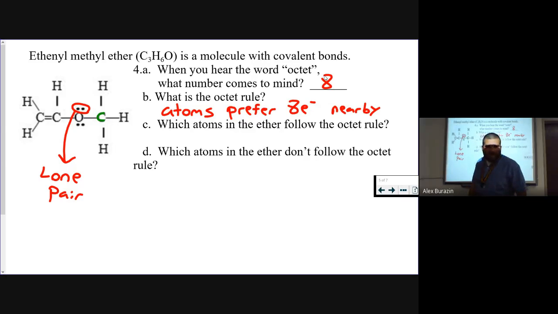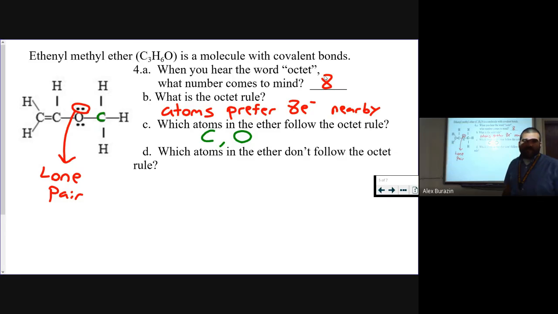What about the other 2 carbons? Well, the other 2 carbons have a double bond between them, which is 4 electrons, right? Each bond is 2 electrons. And if you count up the dashes nearby, each of those carbons also satisfy the octet rule. So in question C, which atoms in the ether, which is the name of the molecule or a part of the name of the molecule, which of the atoms in this molecule follow the octet rule? The carbons and the oxygen, right? All 3 carbons and the oxygen all follow the octet rule. Every single one of those atoms has 8 electrons nearby. Those could be bonds, represented by the dashes. Those could be lone pairs, represented by the little dots, or some combination.